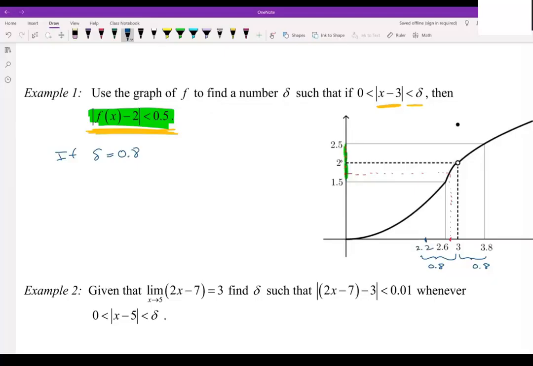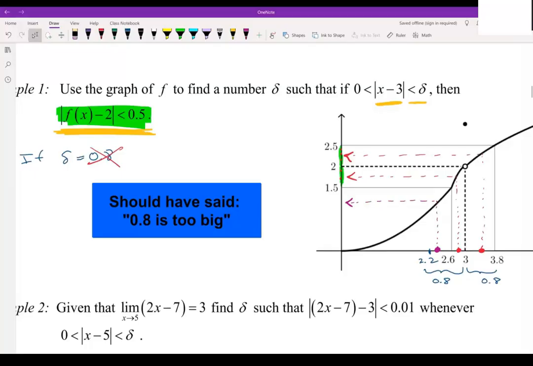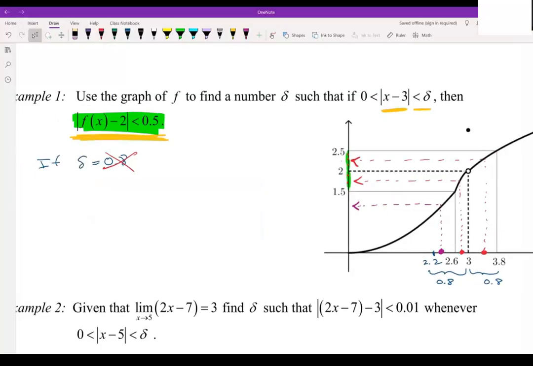And if I pick a point over here between 0 and 3.8, I'm in good shape. It's going to put my value in the green zone. But if I pick a point over here, it's not going to give me a value in the green zone. If I pick it over here, I'll be okay because this will give me a y value in that green zone also. So 3.8 is too big because that pink purple point isn't going to work for us. So I need something smaller than 0.8.